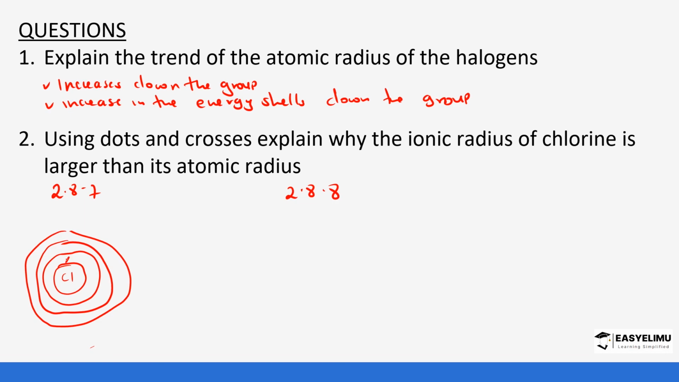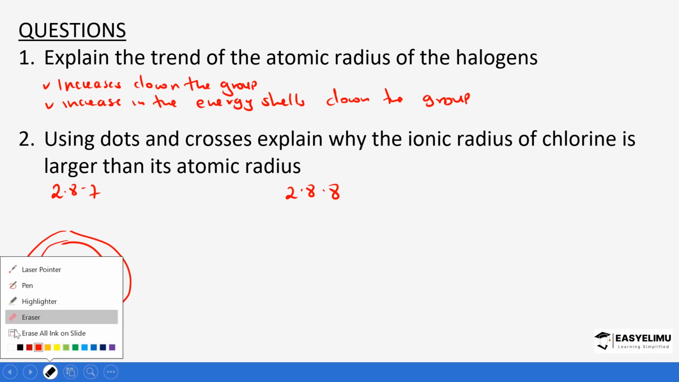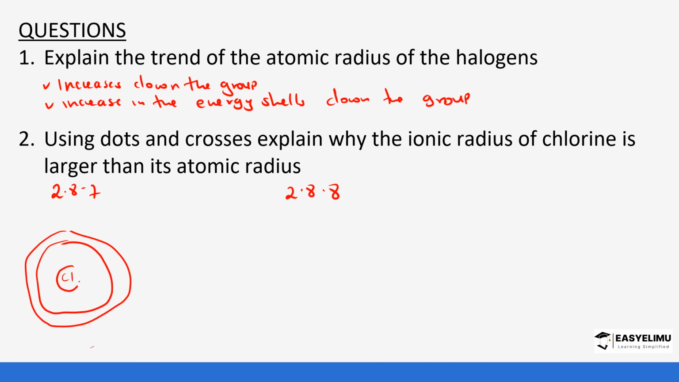So we put the first 2 electrons in the first shell. We put the 8 electrons in the second shell. Remember, the second shell has 8 electrons, and the last shell has 7 electrons, as you can see. And then for the ion, it's going to be chlorine.